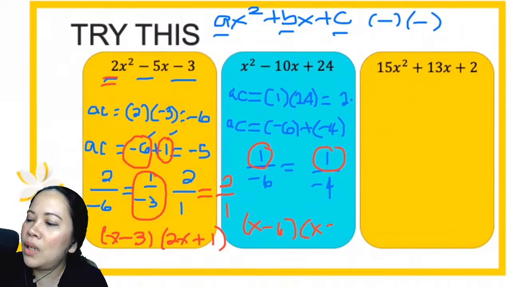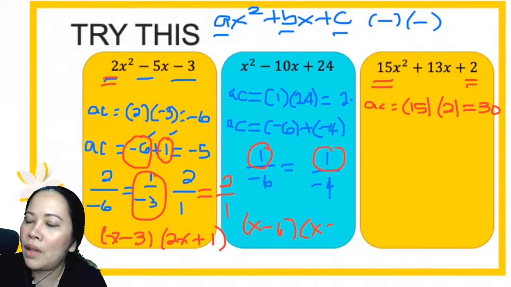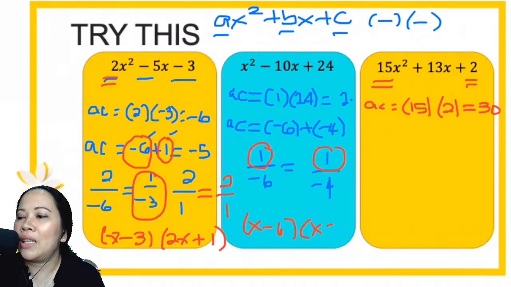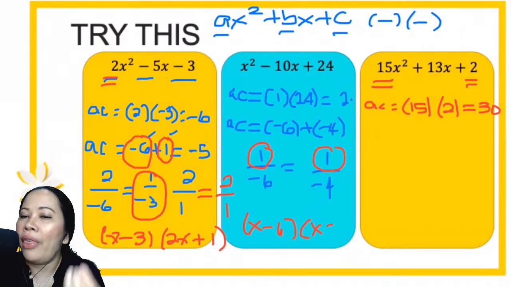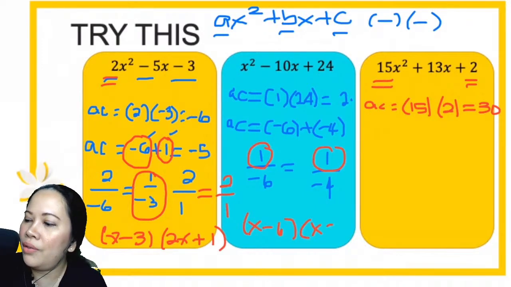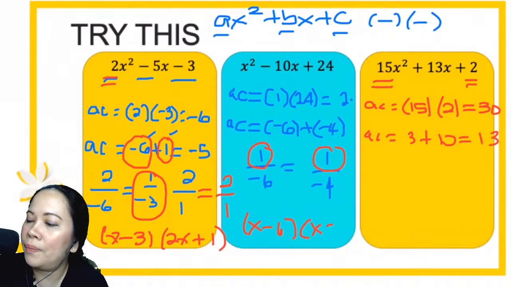Now the last one, you have 15 and 2. So what's the first step? AC is 15 times 2, which is 30. So what are the factors of 30 that will give you 13? 30 is 3 times 10, and 3 plus 10 is 13.